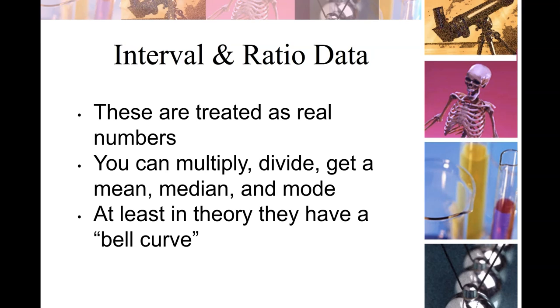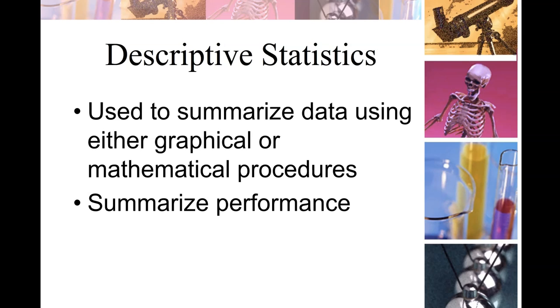Right, so that's that. Interval and ratio data we can treat as real numbers, whereas nominal and ordinal data we're going to treat as sort of pseudo numbers. Again, this will make more sense when we talk about how we're going to analyze data, but that comes later. All right, so we've got our numbers, we've got our stats.